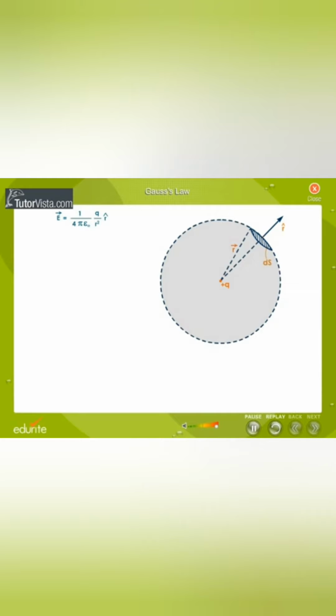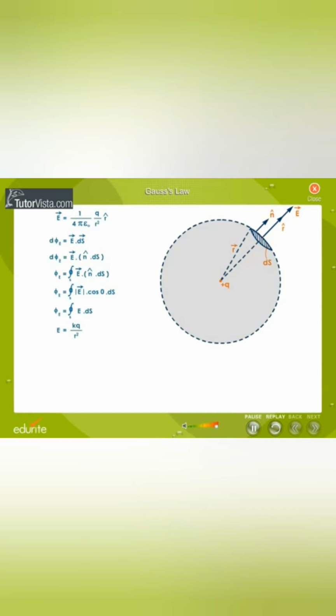Now, let's imagine a small area ds on the surface of the sphere. The electric flux is now given by d phi E is equal to vector E dot vector ds. This electric flux can be written as d phi E equal to vector E dot unit vector n dot ds, where n cap is the unit vector normal to ds. The electric flux acting outward through the surface is given by phi E is equal to the surface integral of vector E dot unit vector n dot ds, which can be written as phi E equal to surface integral of vector E into 1 dot cos 0 dot ds, or phi E is equal to the surface integral of vector E dot vector ds.